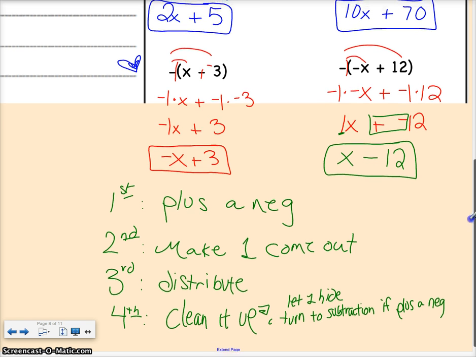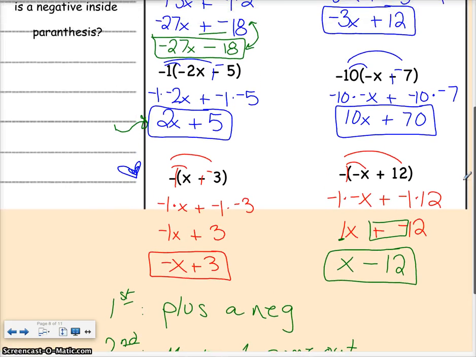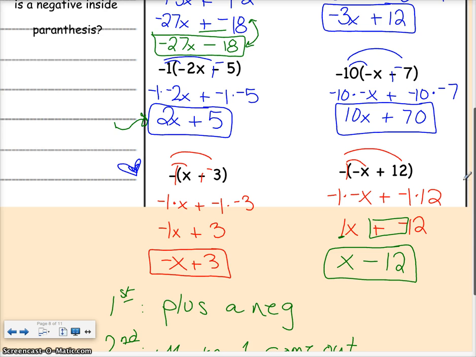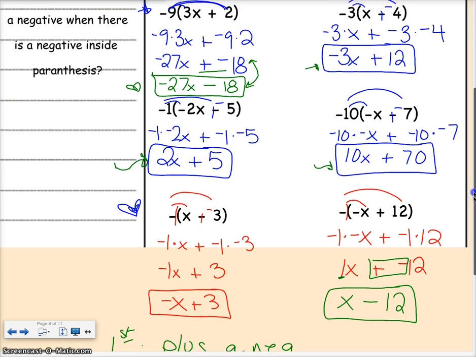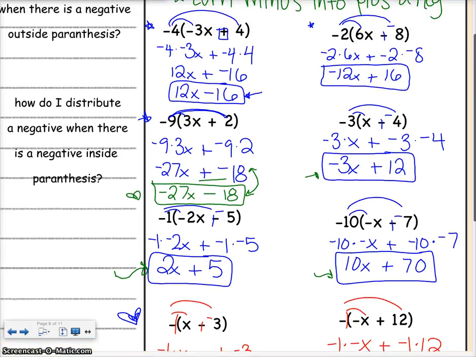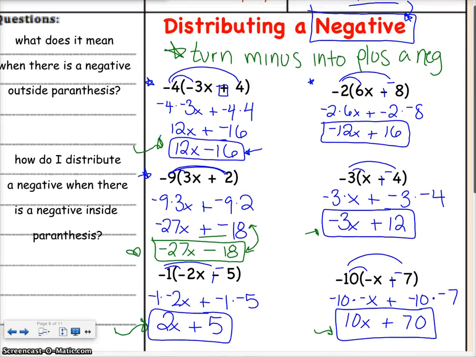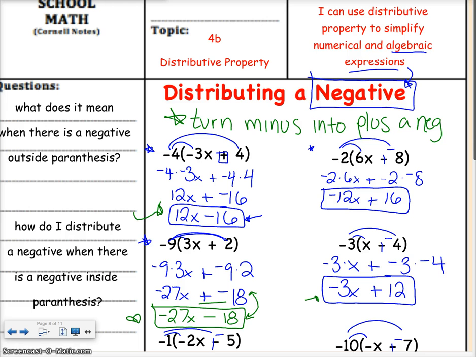Sometimes we didn't have to clean it up. Notice this example, as it's moving, we didn't have to clean that up. We did have to clean this one up, but we did not clean this one up. We had to clean that first one up. We cleaned it up because it was plus a negative and we had to turn it back to subtraction. And the second one that we did not have to clean up.